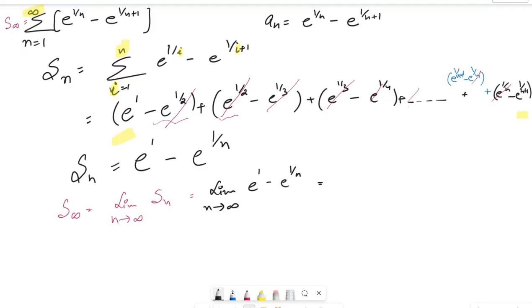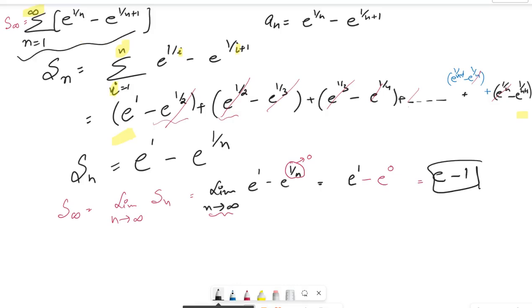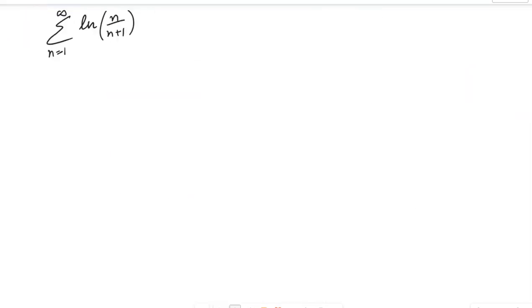e to the power 1 is a constant. And what do you guys notice? Where would 1/n approach? As n approaches infinity, 1/n approaches 0. So we can write this as e to the power 0. Anything to the power 0 is 1. So the answer to the sum of the series should be e minus 1.